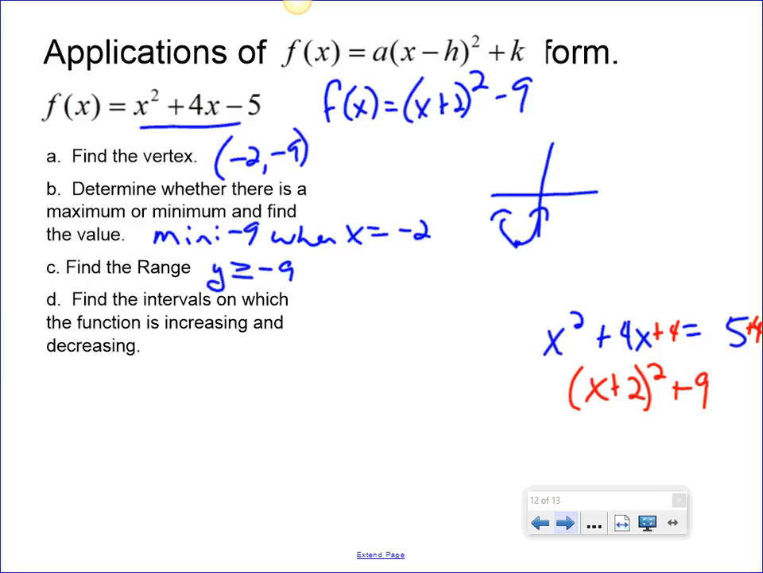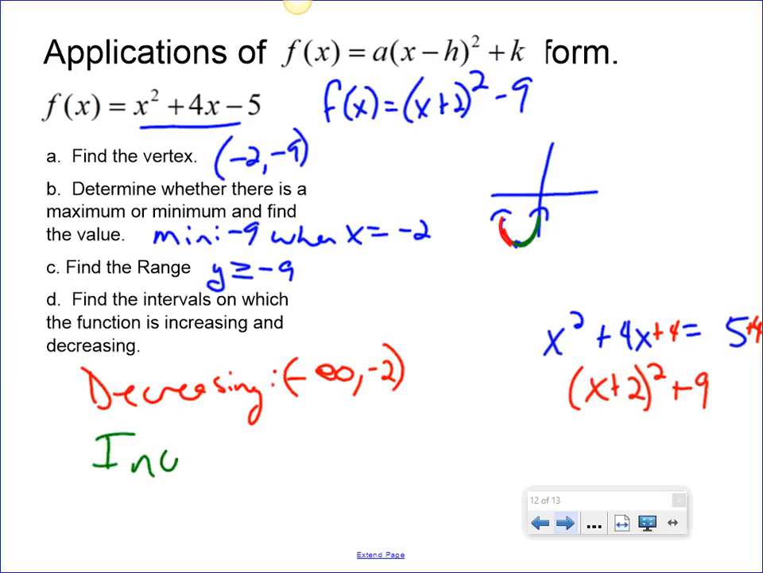Last chapter we looked at intervals of increasing and decreasing. Hopefully we can see that on this side it is decreasing. So I would say decreasing from negative infinity to negative 2. I would say it is increasing on this side. So increasing, excuse my poor penmanship, from negative 2 to positive infinity.